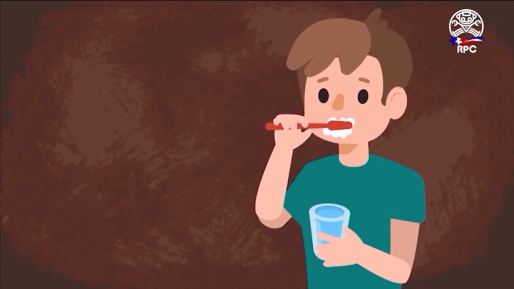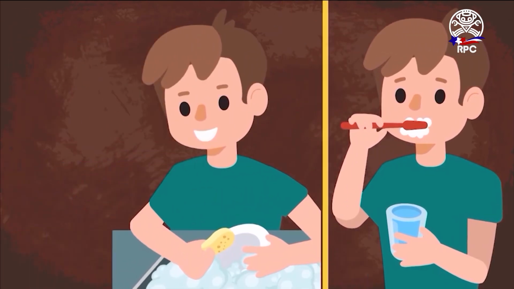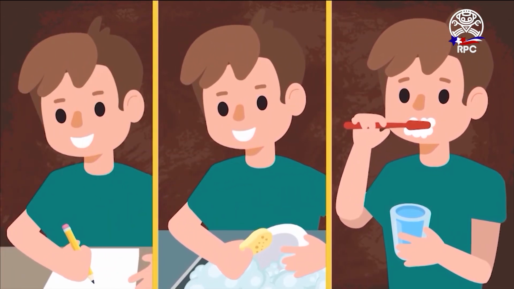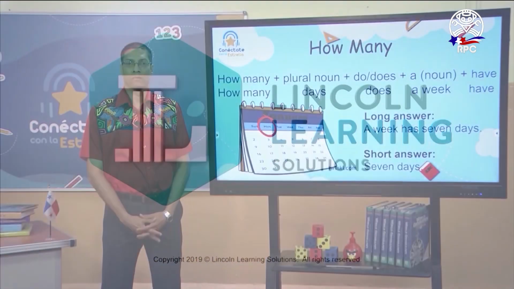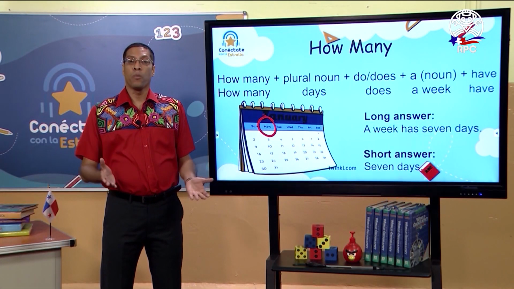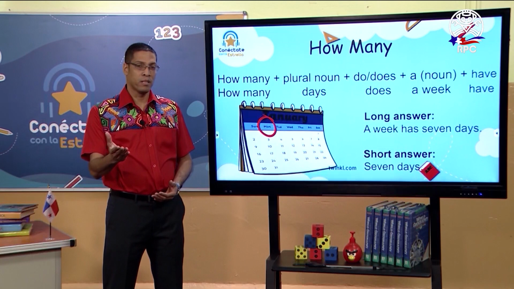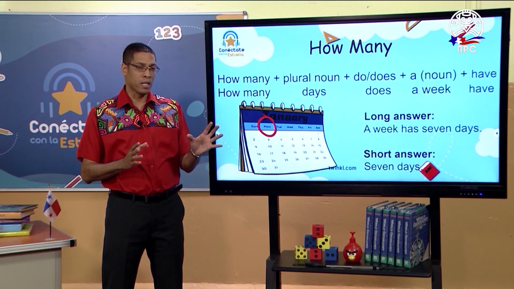Time is an important part of everyday life, from brushing your teeth to completing chores or doing homework. Knowing how units of time relate to one another makes comparing them easier. Okay, I hope that you have had a better understanding of some units of time.